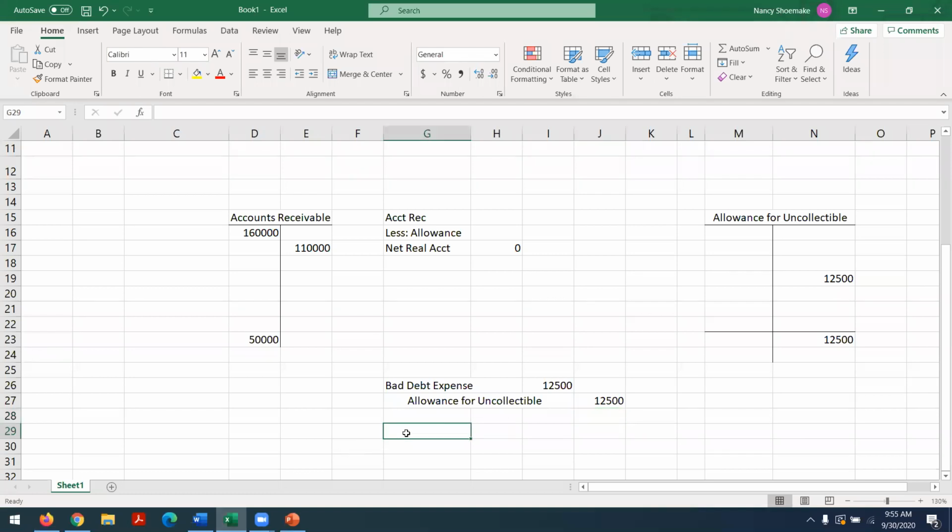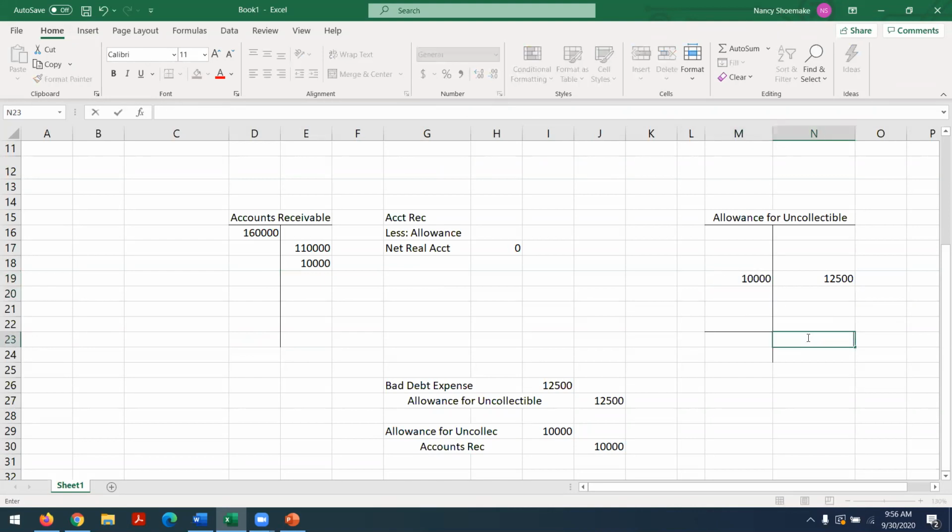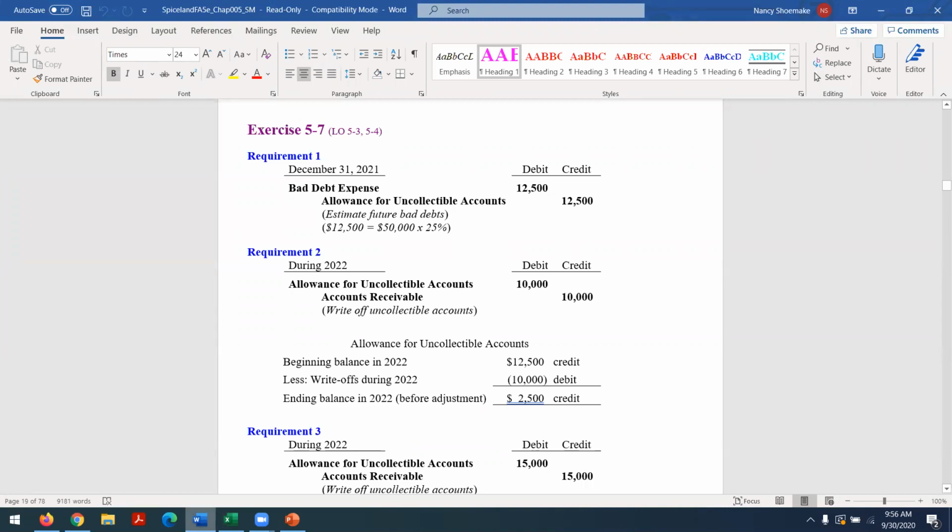As you see, to actually write off accounts, we would debit our allowance for uncollectibles $10,000, and we would write off accounts receivable of $10,000, so that means a $10,000 credit to accounts receivable. Here, we would debit $10,000 in our allowance for uncollectibles. What is our new balance in our allowance for uncollectibles? Isn't it a credit of $2,500? And our accounts receivable is sitting at $40,000, right?